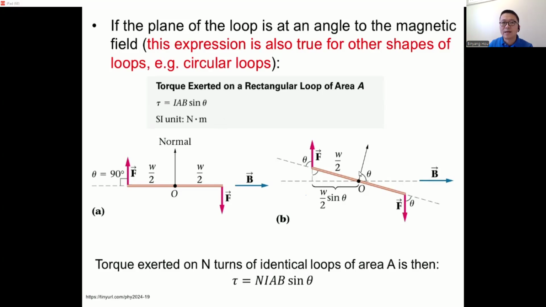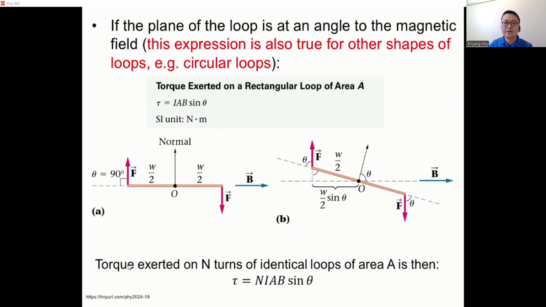Now, this angle theta is the angle the normal direction of the coil makes with the B direction. Initially, when the coil and the magnetic field line up, this angle is 90, so sine of 90 is 1. At a different time, if the angle is not 90, then you need to include the sine of theta.